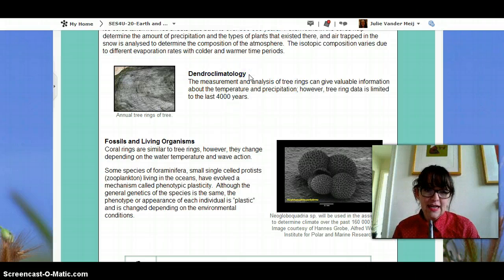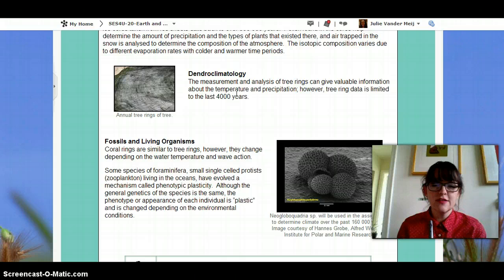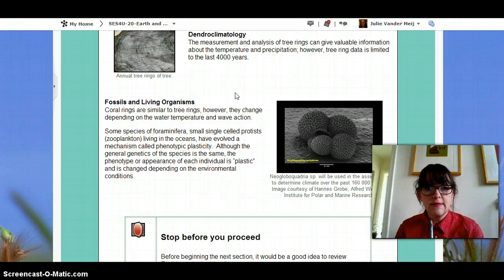Dendroclimatology is a fancy name for just looking at tree rings like you see in the picture. Tree rings, each growth season is a ring, and whether that ring is wide or small tells us about how that growth season was. It doesn't tell us very much in terms of age. It only goes back about 4,000 years because it's the age of the tree.